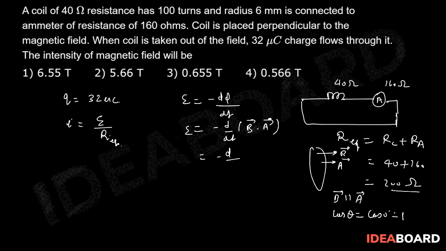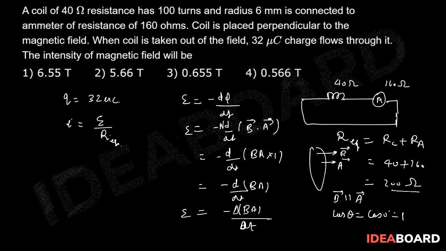So that will be minus d by dt into BA into 1, or else I can also replace this d by delta, so this will be delta BA by delta T. Perfect. And one more thing is there, they say the 100 turns are there. So this 100 will also be multiplied. So total this will be minus n into delta BA divided by delta T.